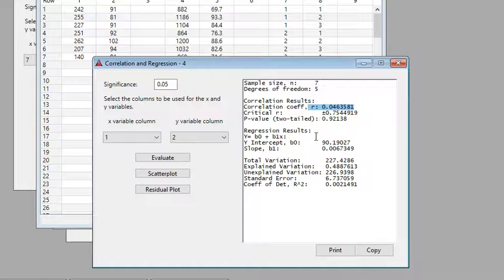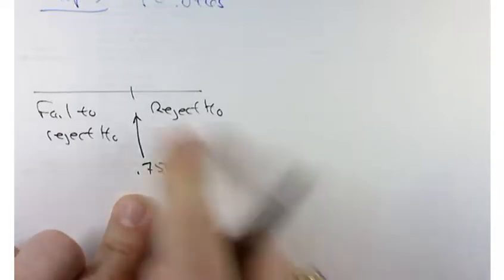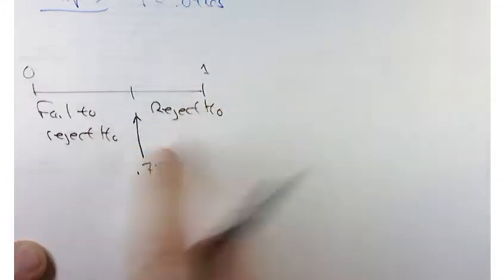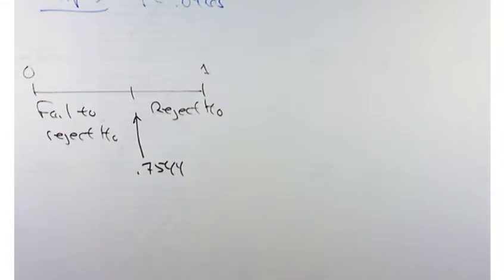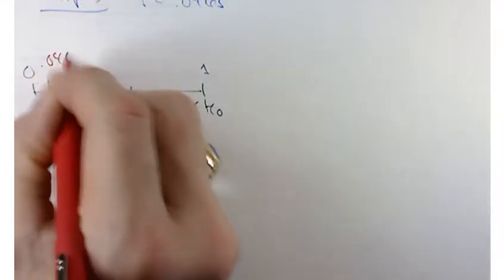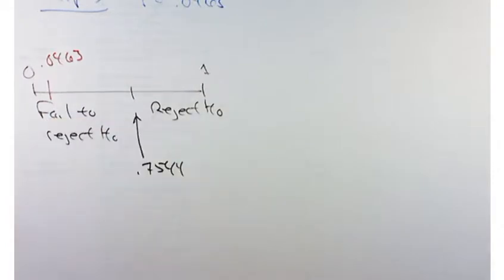Now they give you a plus or minus 0.7544. I'll tell you why when we get to the tables. But this is going to be the dividing line between reject and fail to reject. So over here is 0, over here is 1. The closer you are to 1, the more significant of a linear relationship you have. Our test statistic was 0.0463, so it's pretty far away from the rejection region. We didn't come close to rejecting this, and we saw that in the p-value.